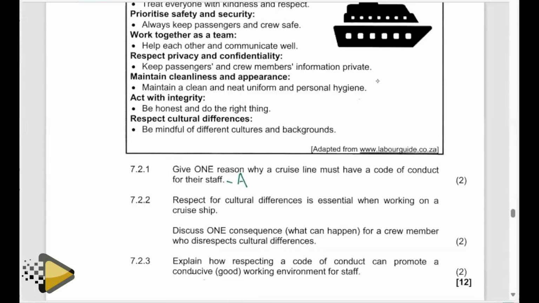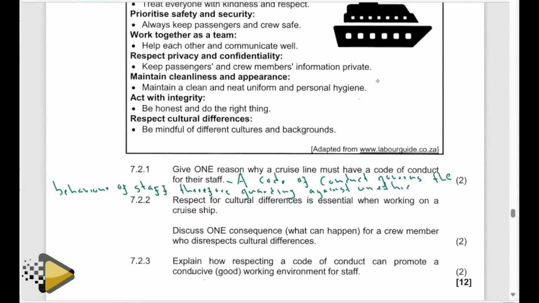A code of conduct governs the behavior of staff, therefore guarding against unethical behavior. It guards or it prevents unethical behavior from the side of the staff.